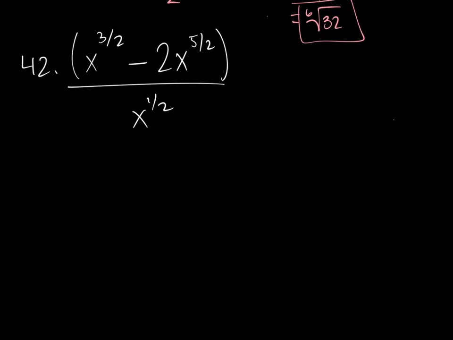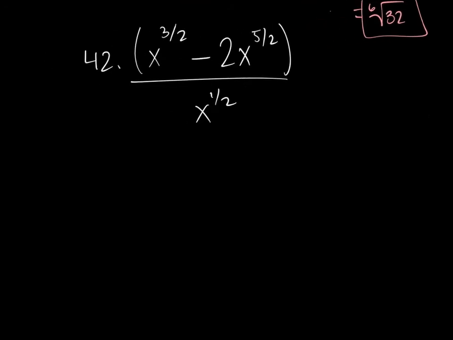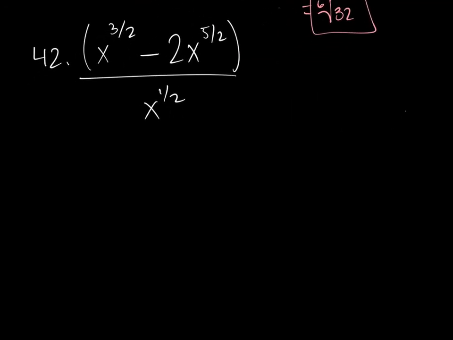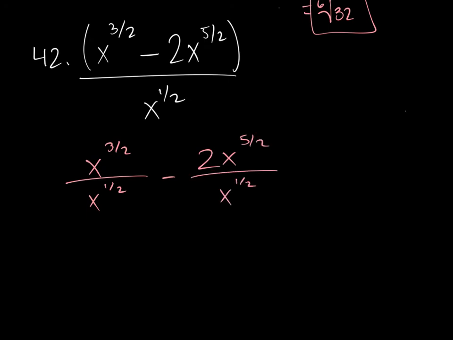Now let's look at 42. Okay, 42, we've got the expression x to the 3/2 minus 2x to the 5/2 divided by x to the 1/2. So what I'm going to do is break this up into 2 separate fractions. So my denominator is going to be the same in each. So I'm going to have x to the 3/2 over x to the 1/2 minus 2x to the 5/2 over x to the 1/2. I'm going to bring up my denominators.